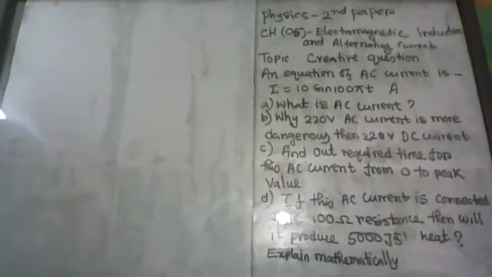And question number D: if this AC current is connected with 100 ohm resistance, then will it produce 5000 joule per second heat? Explain mathematically. Boys and girls, in my previous lecture I discussed the different properties of AC current.